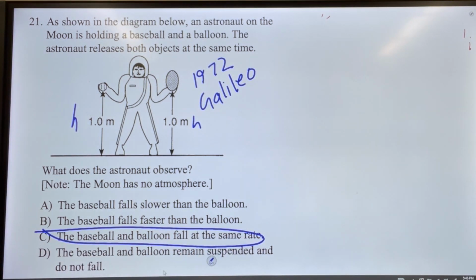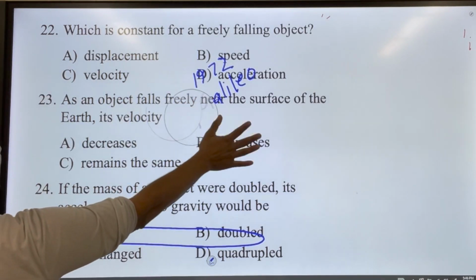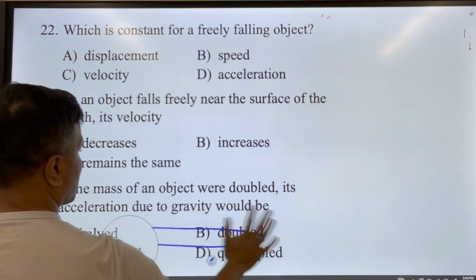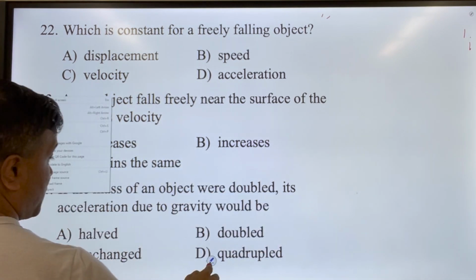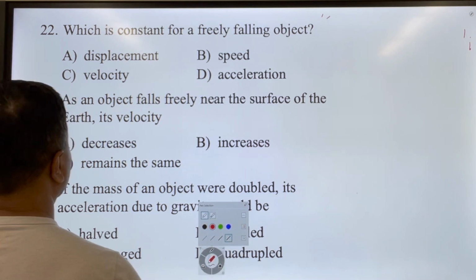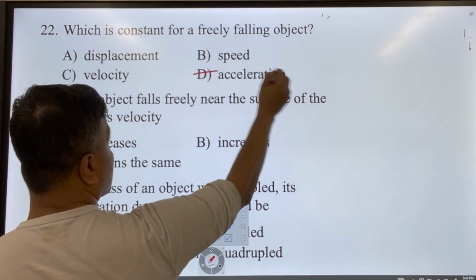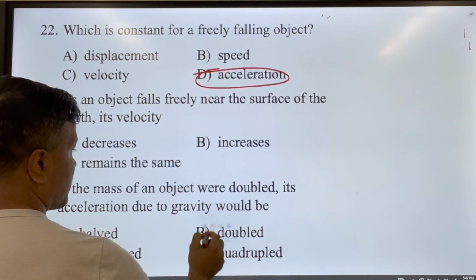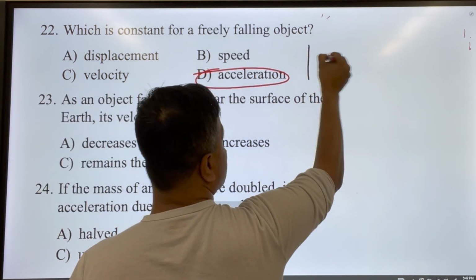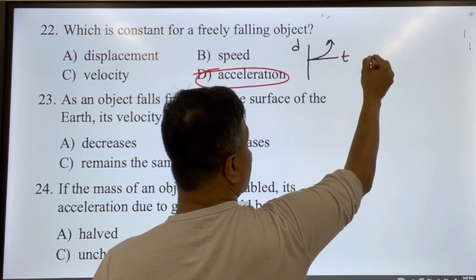Okay, next. There are three problems over there. These are conceptual, so I'm not going to do any math. And of course, as you can imagine, I'm a little bit tired, so I'm just going to do it here. Who is constant for freely falling object? The acceleration is constant. When object fall freely, acceleration is constant because distance versus time is quadratic.